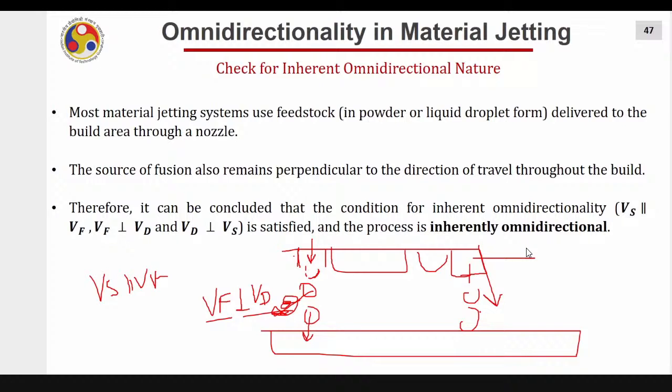Now, if one is standing here and injecting the material at an angle, then there will be an issue. The process may not be omnidirectional, because your VF and the deposition direction, or the motion, are not perpendicular, and the angle may change. The process is not consistent. Then you may need to use some mechanism to inject it appropriately.